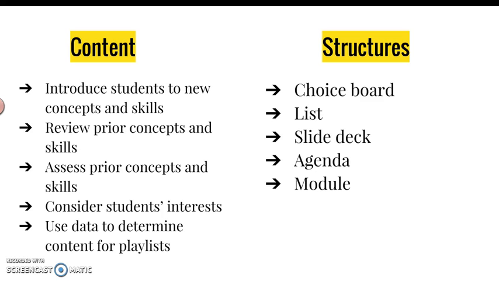There's some different ways to think about structuring a playlist. So sort of think of like a music playlist, where you have a list of songs. Instead, you could use a list for this playlist, but you have some other structure options as well. One of those would be like a choice board type of structure, where students have a grid and they have several options and they can kind of pick and choose and work at their own pace.